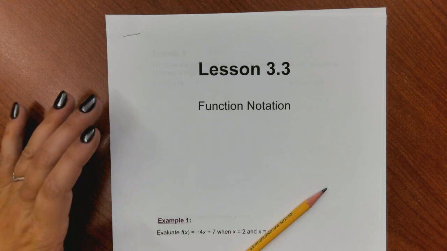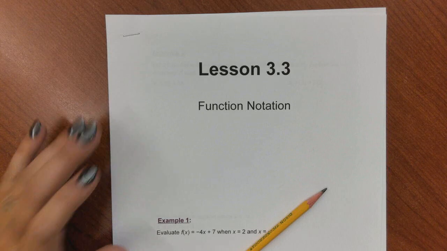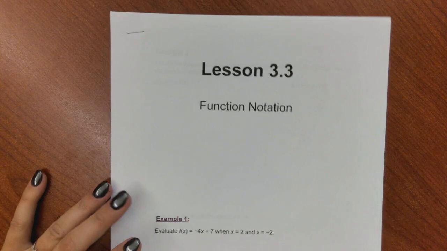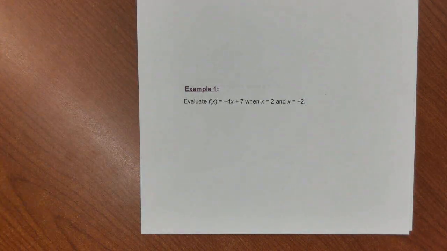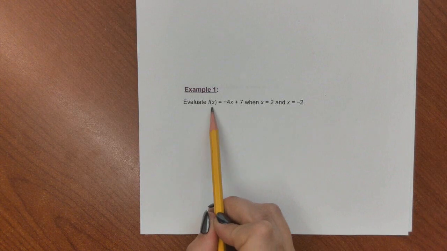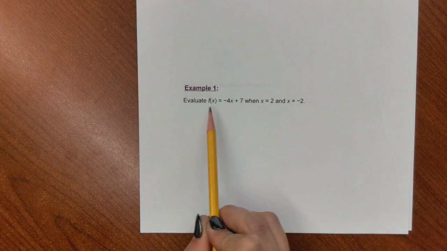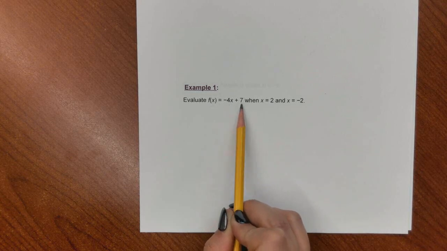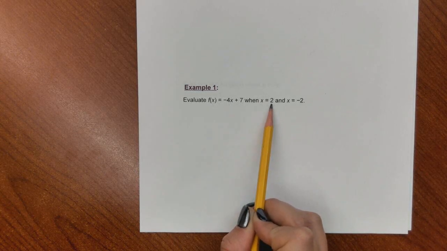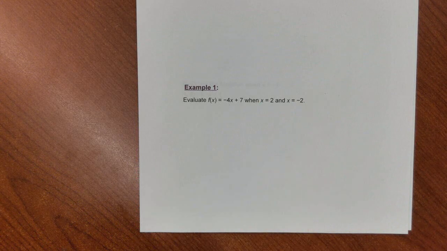Okay, for this lesson we're going to be talking about function notation, which is essentially a special way of writing equations. So our first example, we want to evaluate f of x equals negative 4x plus 7 when x is 2 and x is negative 2.